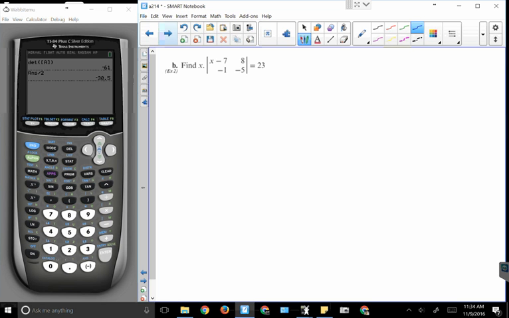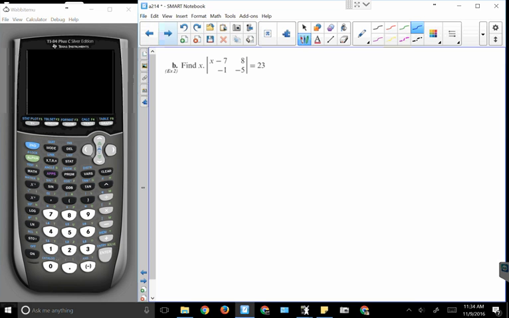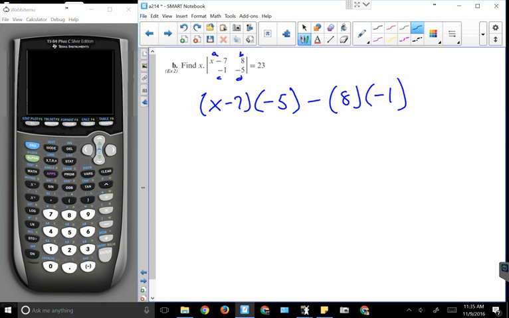Got her? Good. Although you really can't use a calculator for this, can you? Okay, so this would be x minus 7 multiplied by negative 5, right? Because that's A, that's D, minus B and C. So B is here and C is there, so that's going to be 8 multiplied by negative 1. And what is it supposed to be equal to? 23.